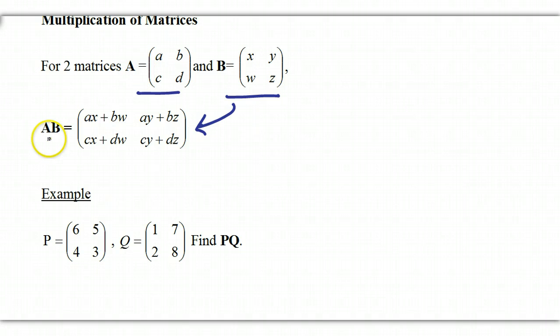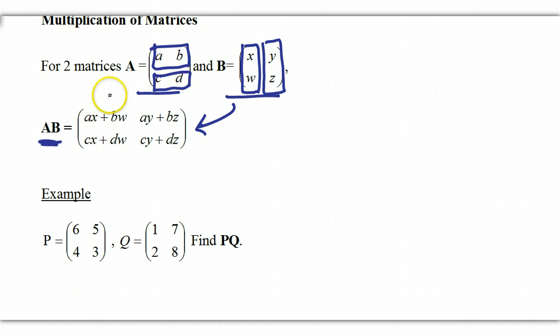Just remember, whenever you want to get a product AB, divide the first matrix into rows and the second matrix into columns. Then for the first element, it is really equal to the elements in the first row times the elements in the first column. So this is actually row 1 times column 1.